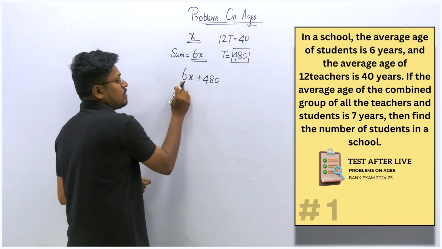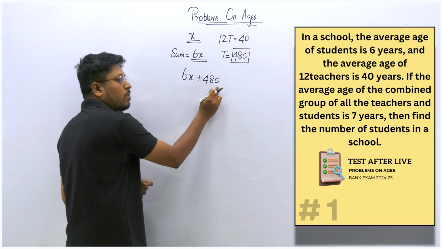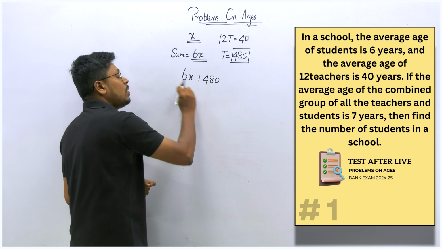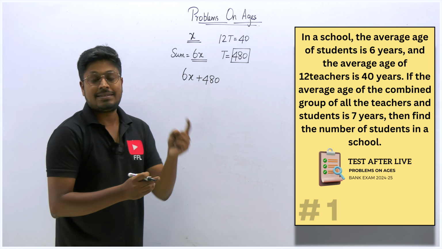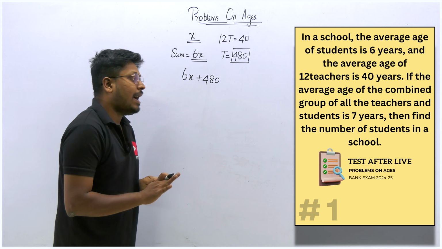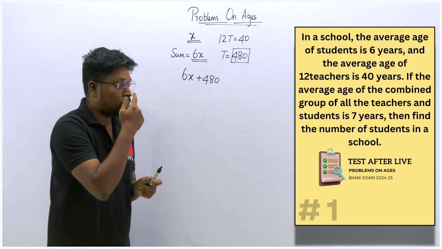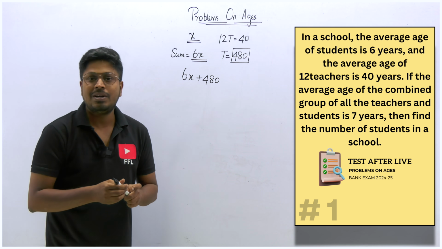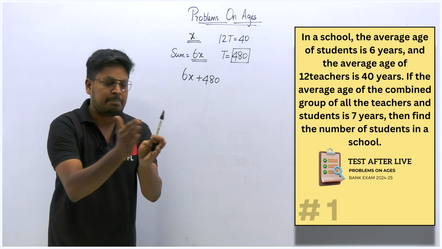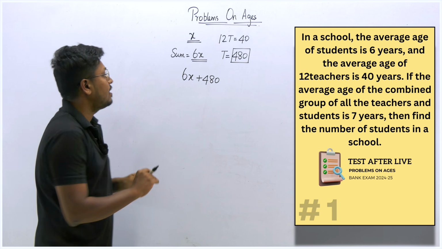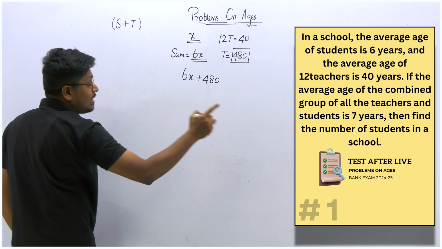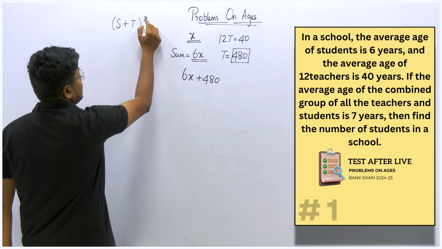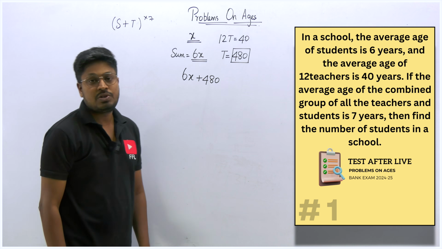What is the resultant here? When you add 6x and 480, that is the total age of the complete classroom. So this is what we are getting here. And there is still one more point remaining. If the average age of the combined group of all the teachers and the students, what is the meaning of it? Combined group means students and teachers. So for the combined group of students and teachers, what average age have they given? 7 years. So the combined average of the group is 7.